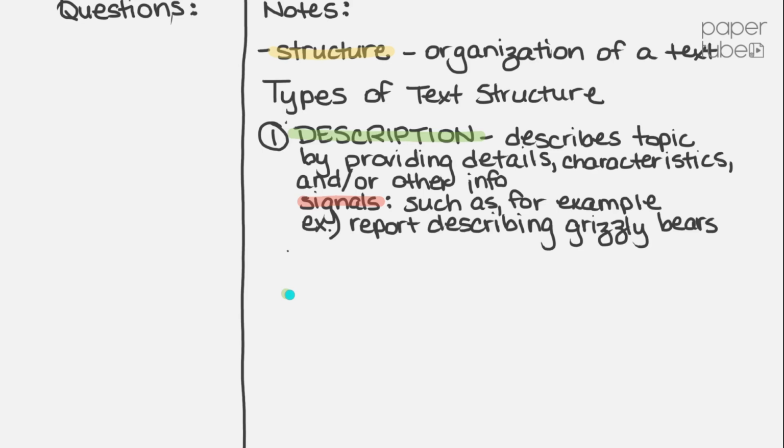And just a random example of something that would use a description text structure would be a report where the writer is describing everything they know about grizzly bears, right? They've got brown fur, they eat salmon and other things that they can scavenge from the land, etc. So description, you're describing.